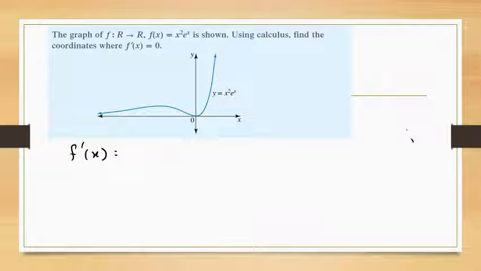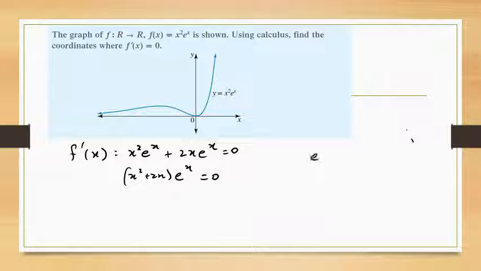You should be familiar with it by now. You take the derivative of the second, multiply with the original, and then the derivative of the first one, multiplied by the original of the second. And then you need to make this equal to 0. So we have (x squared plus 2x) times e to the power of x.